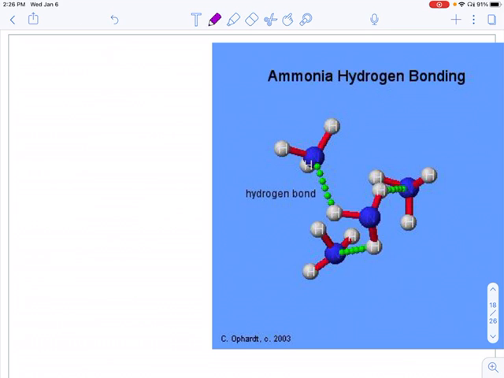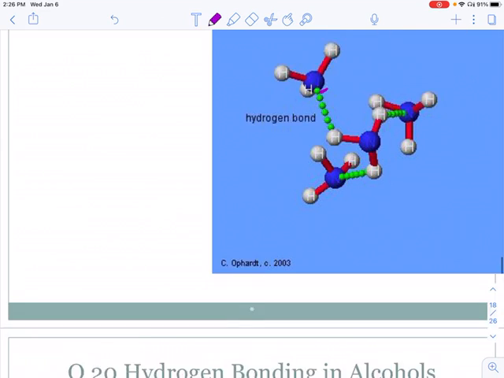And this is showing an ammonia molecule hydrogen bonding. Again, it's between the negatively charged lone pair on the nitrogen and the positively charged hydrogen.